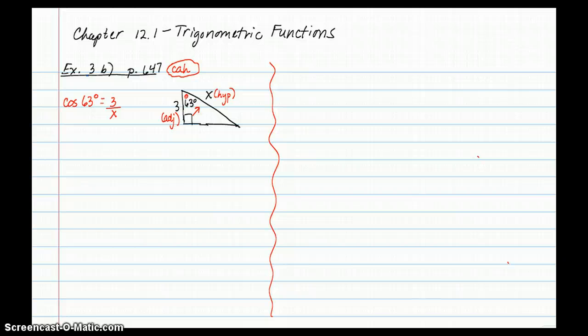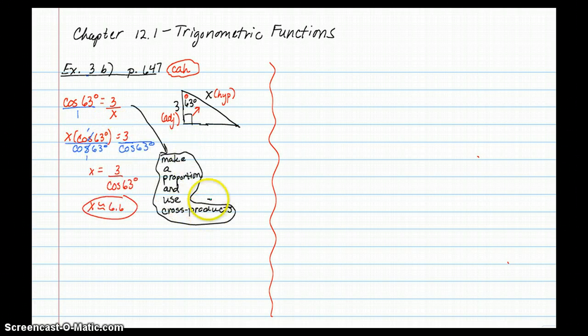You may have gotten a little stumped here, so this is where I'm going to help you. If you put a 1 underneath cosine 63 degrees, you simply would go x times cosine 63 degrees equals 1 times 3, which is 3. So we made a proportion and used cross products and came out with x is approximately 6.6.